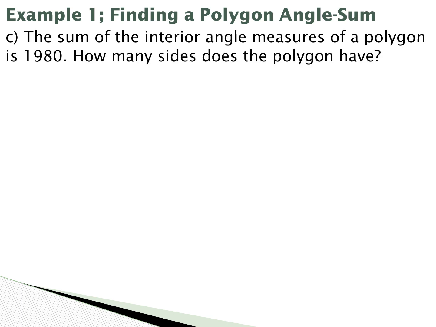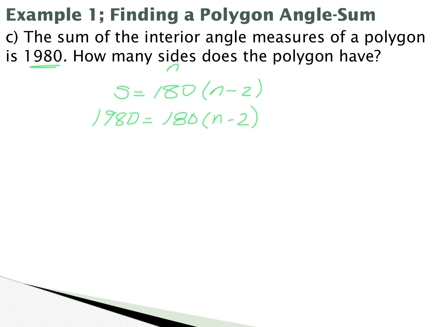This next one we're looking at a little bit differently. The sum of the interior angles is 1,980. How many sides does it have? So we are looking for the n. So we know the sum equals 180 times n minus 2, and we know the sum is 1,980, so 1,980 equals 180 times n minus 2, and we are solving for n.